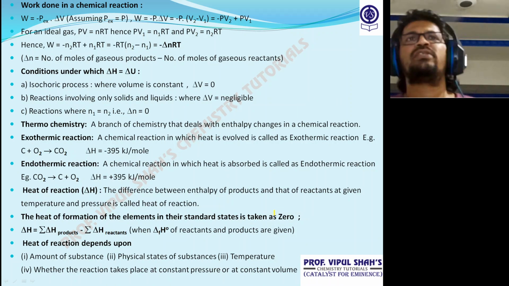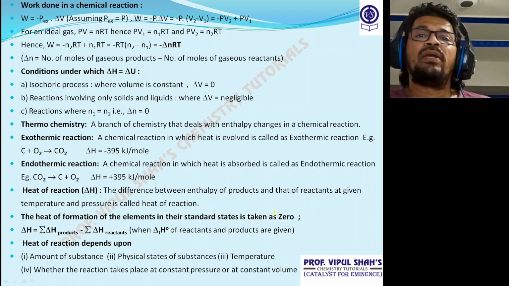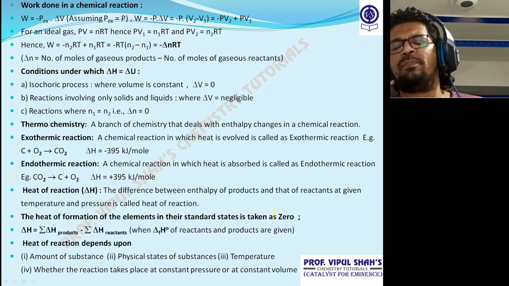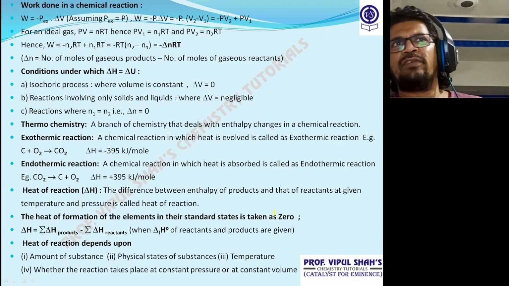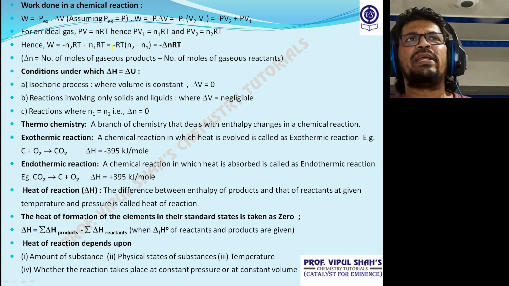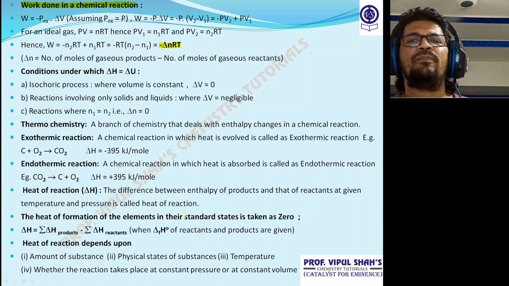Then next, work done. Suppose I want to know what is the work done in a chemical reaction. Now for a chemical reaction, we just now did P delta V is delta nRT, but again it will be with a negative sign. So this is the expression there. That is the work done in a chemical reaction, where work done will be minus delta nRT. That's one. Now the next part we have is thermochemistry.